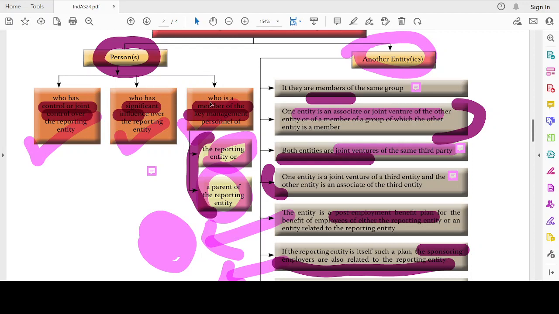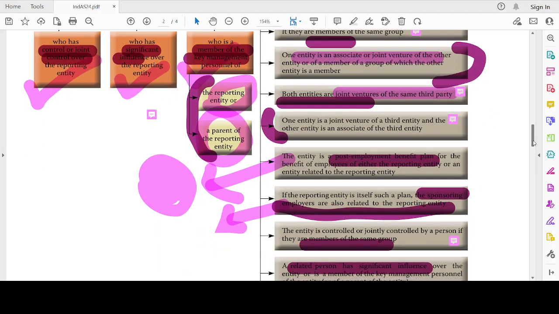the reporting entity, who is a member of the key management personnel of the reporting entity or of the parent of the reporting entity. Another entities, if they are members of the same group, one entity is an associate or joint venture of the other entity or is a member of a group of which the other entity is a member. Both entities are joint ventures of a third party. One entity is a joint venture of a third party, and the other entity is an associate of the third party.